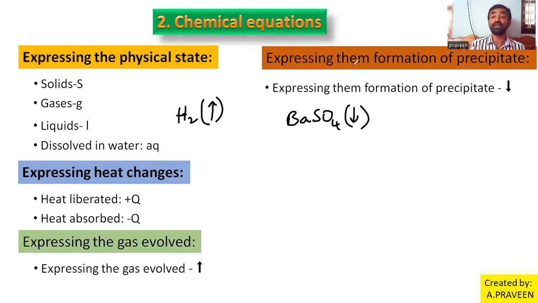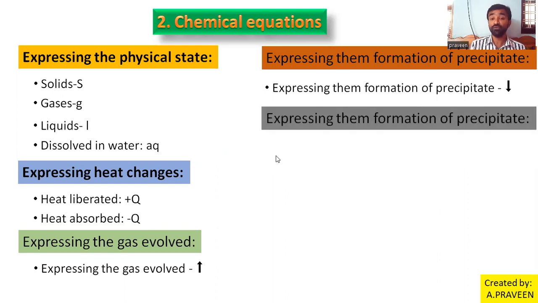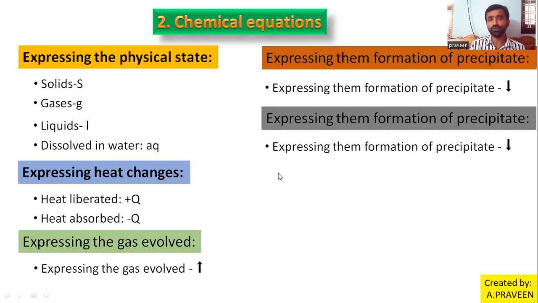When we combine liquids, it is produced. So produced quantities are only represented by an upward arrow or a downward arrow, right? Directly they are not existing. Then after expressing the physical state, we are expressing the formation of precipitate. So that is already completed, right? Now I'm going to the new topic, that is the speed of reaction.